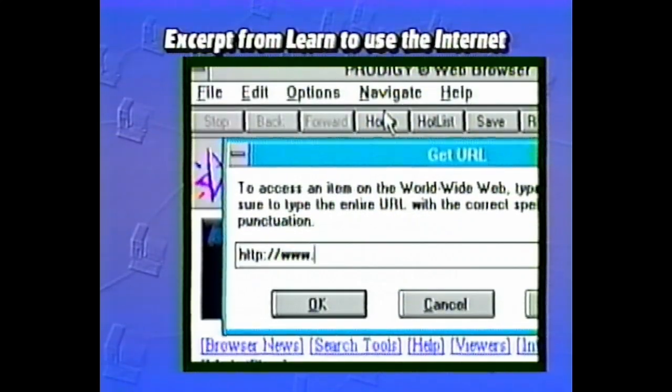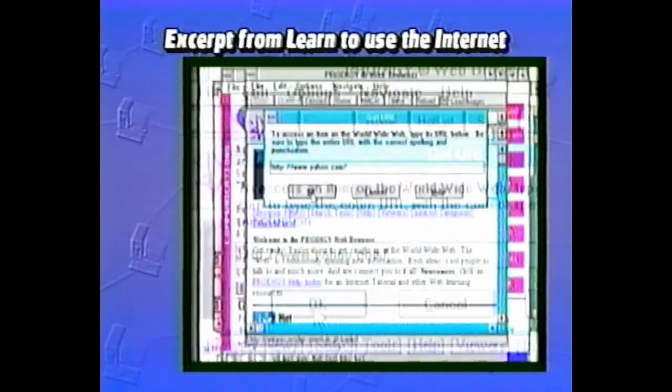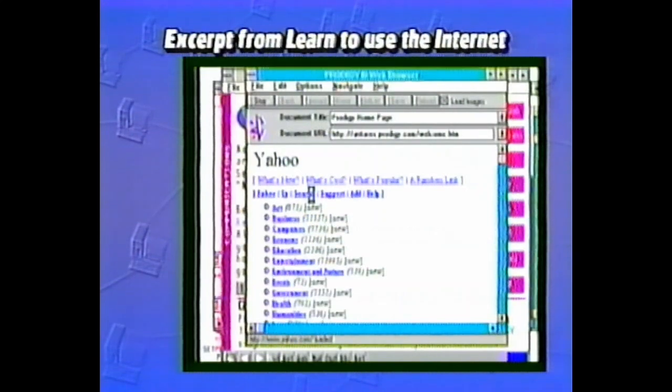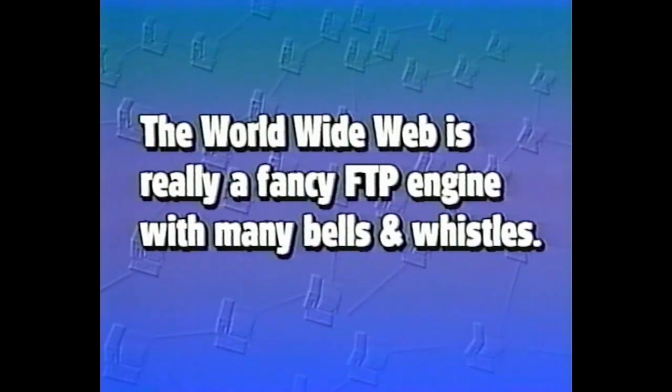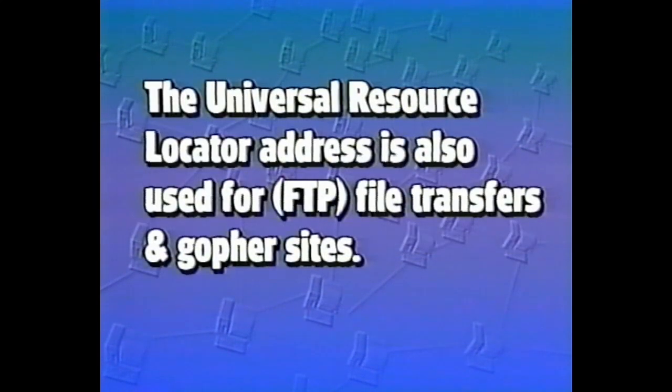Suzanne, I'm sure you recall the World Wide Web from our first lesson. You know that the web allows you to type an address in the URL, Universal Resource Locator, to look at a home page at that address. Then you can jump to other home pages by clicking the hypertext links. What you may not know is that the World Wide Web is really a fancy FTP engine with many bells and whistles. That's right. The Universal Resource Locator address is also used for FTP file transfers and Gopher sites.